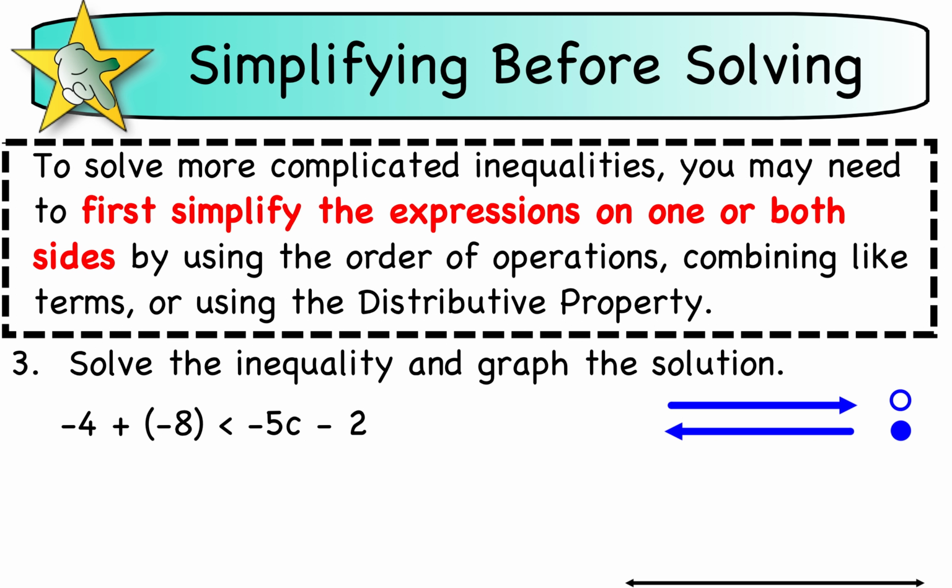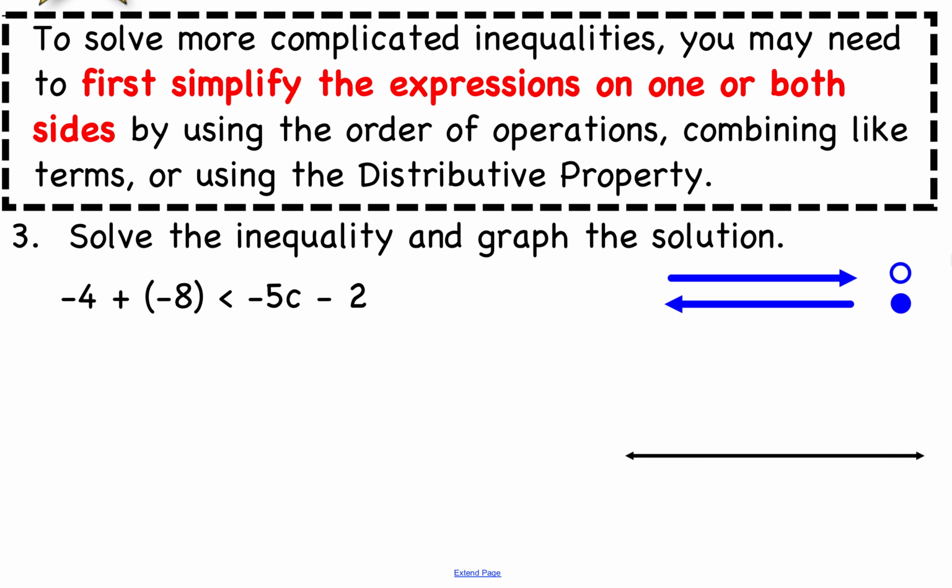Sometimes you're going to have to simplify before you solve. So when we have more complicated inequalities, we might need to first simplify the expression on either one side or both sides and use our order of operations or the distributive property or combining like terms. There's a lot of different tools we have for solving. So sometimes we're going to have to do some of those things first. Here's an example.